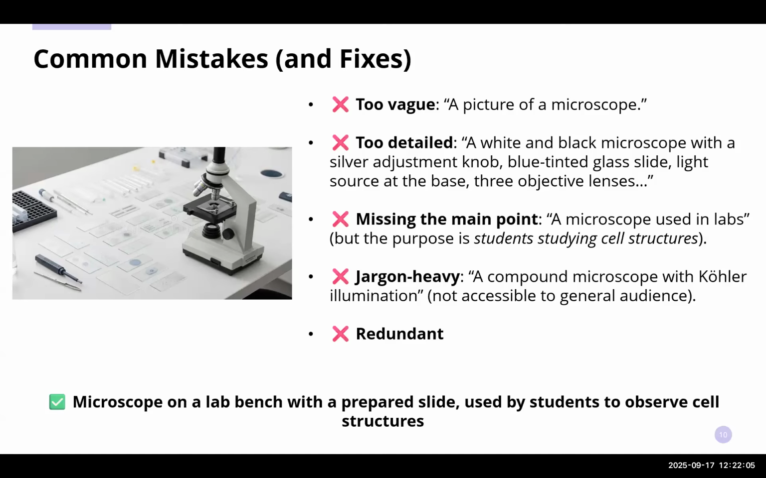And finally, be careful not to repeat information that is already covered in some way near the image. So a better version would be something like microscope on a lab bench with a prepared slide used by students to observe cell structures. It's clear, concise, and directly tied to learning content. The key is simple here. Good alt text is all about helping the learner focus on what they need to know and keep it accurate, relevant, and to the point. Next slide, please.